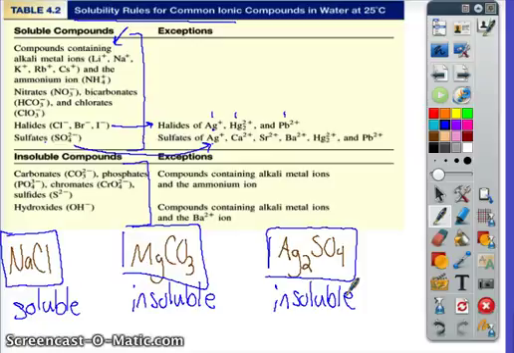So to summarize, you're just identifying whether the positive or negative half is found on the solubility chart, and then identifying if it's either soluble or an exception to the solubility rule, or if it's insoluble or an exception to the insolubility rule.